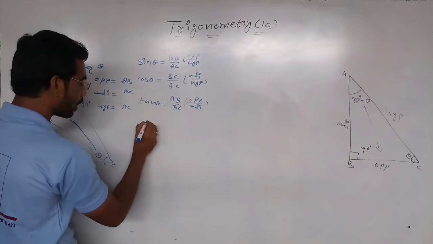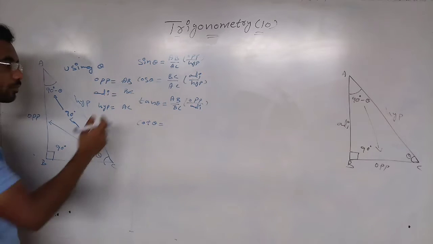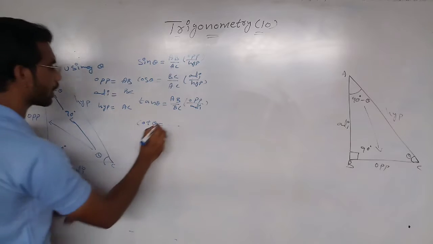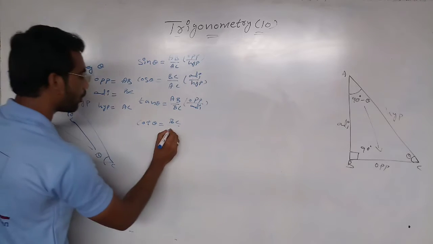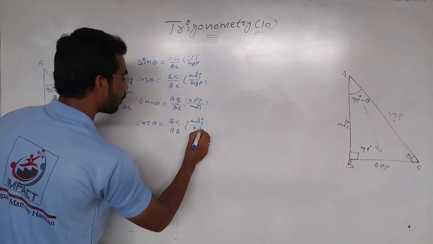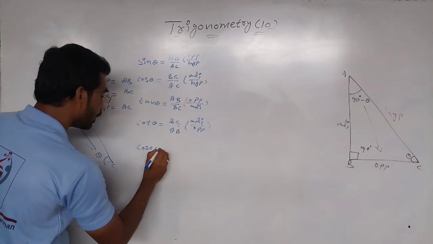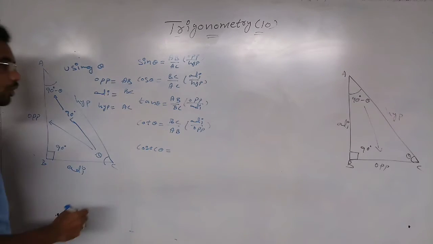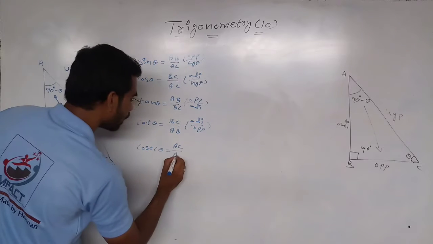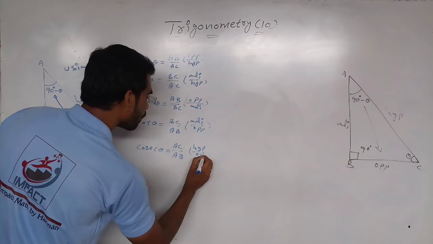Next, cot theta. Cot theta is equal to adjacent by opposite side. What is adjacent? BC, by opposite AB. Next, cosec theta is equal to hypotenuse by opposite. Hypotenuse is AC, by opposite AB.